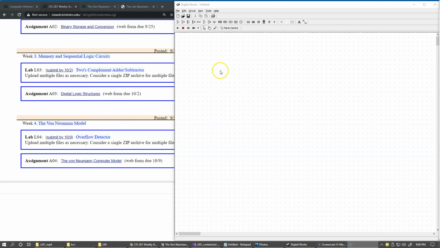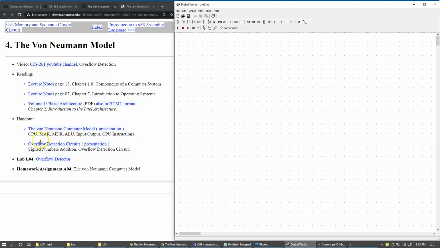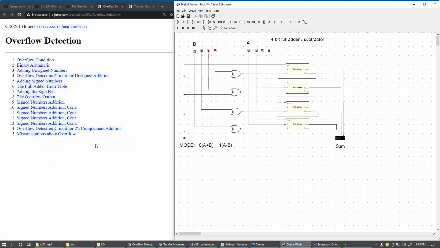I have already started my digital works environment, so I'm ready to continue working on the project. And this is the handout for our current laboratory. So here's the set of topics for this week. I'm opening the overflow detection circuits presentation format of our handout, and I already opened the results of my previous laboratory exercise, which is a 4-bit adder subtractor.